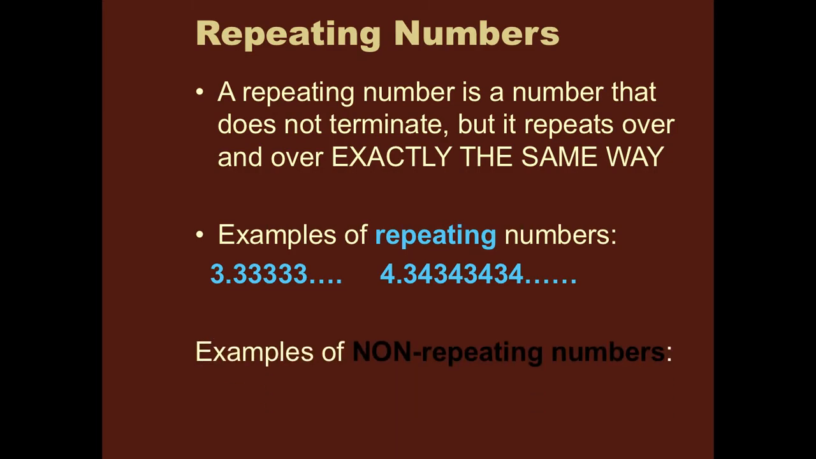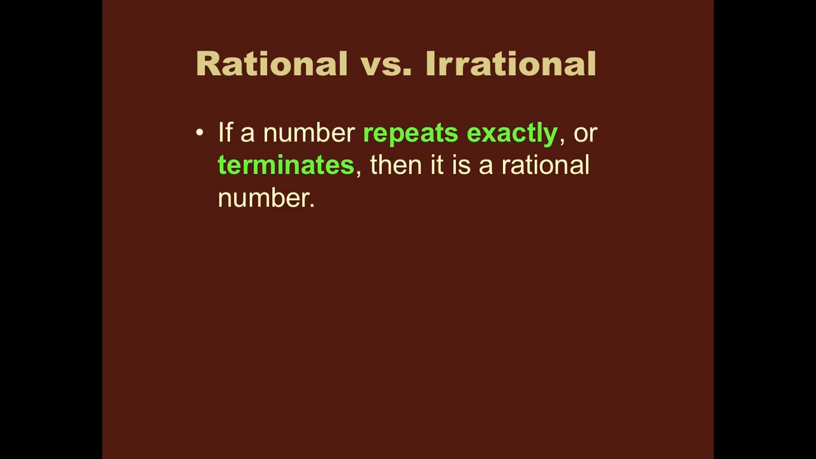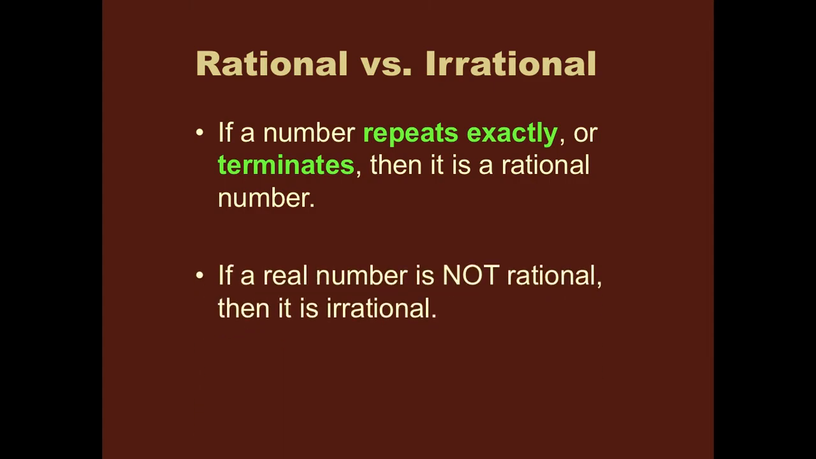But we have some examples of non-repeating numbers that, though they are repeating, are not repeating in the same way. For example, here 3.34345346, it's not repeating in the same way. So these numbers come in the irrational group. Now let us compare rational and irrational. If a number repeats exactly in the same pattern or terminates, then it is a rational number. But if a real number is not a rational number, then it is irrational.